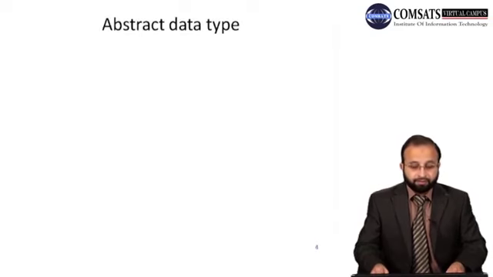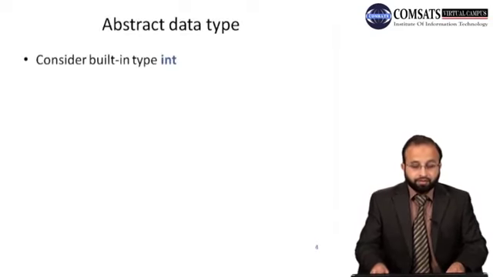Now abstract data type. So consider the built-in type integer. When we write int x, it creates a variable x and associates some memory to that variable. Now how much memory is associated? The memory that is associated is 4 bytes. It can be an unsigned int, or it can be a simple int variable that could have a minus or a positive sign.